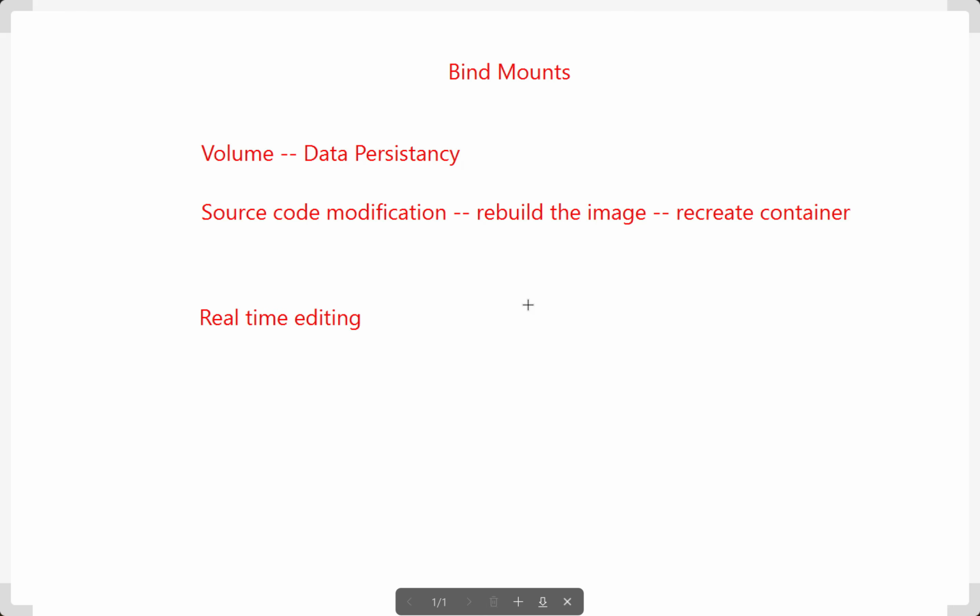Then what if I want to see the source code changes in my application in real time? For that use case, we can use bind mounts. Bind mounts are like Docker volumes, but you can attach them to a path on your host machine. So if you modify the source code in that particular path on the host machine, the changes will reflect in the container in real time. So a volume will provide data persistency, and a bind mount will provide data persistency and also real-time editing of your source code. Let's see in the demo how a bind mount works.